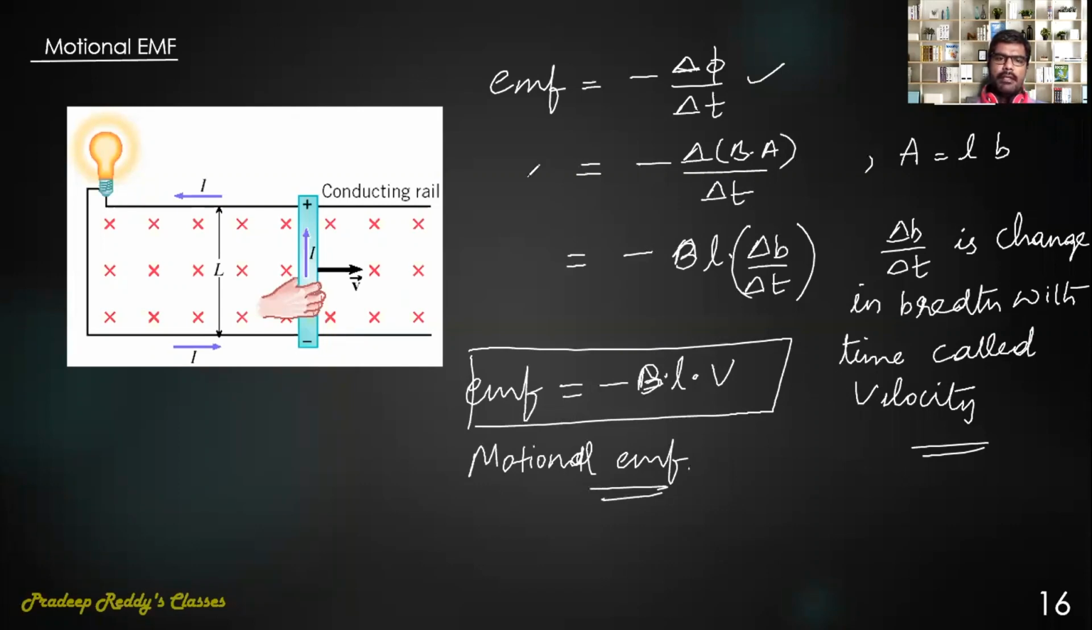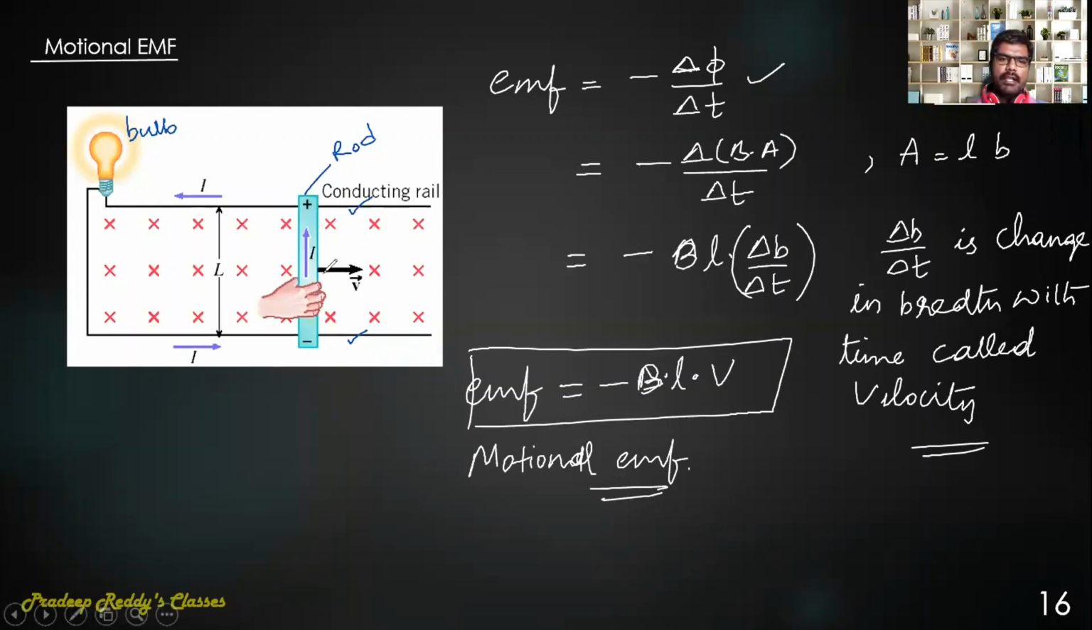Now, what is motional EMF? Let me explain theoretically using this figure. See, in this figure, we have two rails. These are conducting rails. This is one conducting rail, this is another conducting rail. And you are taking a rod. A rod is connected between the two conducting rails, and there is a bulb connected over there. Now I can move this conducting rod towards the left side or towards the right side.